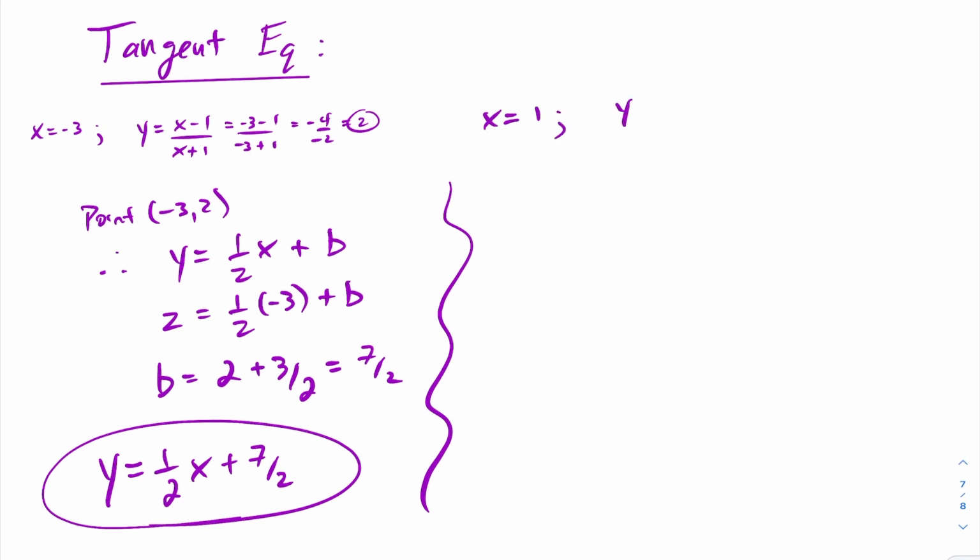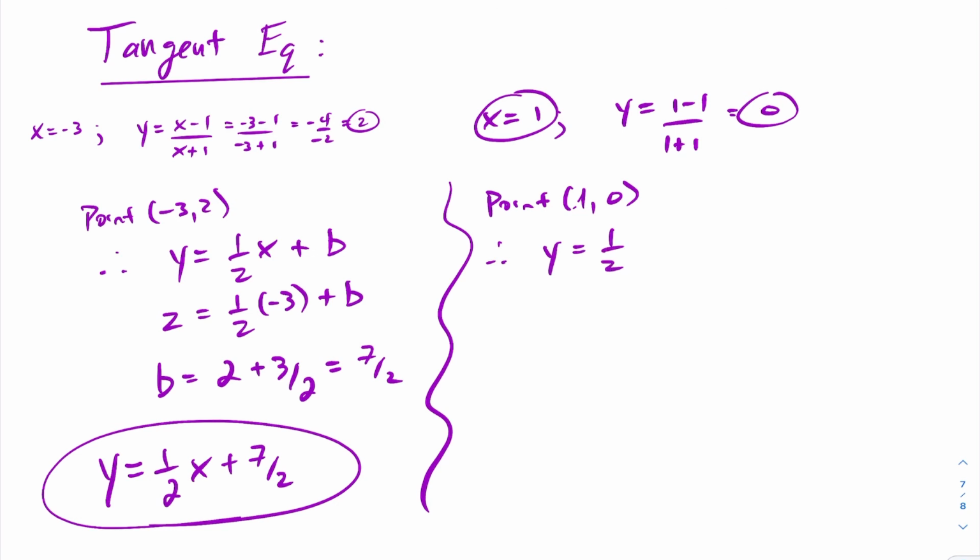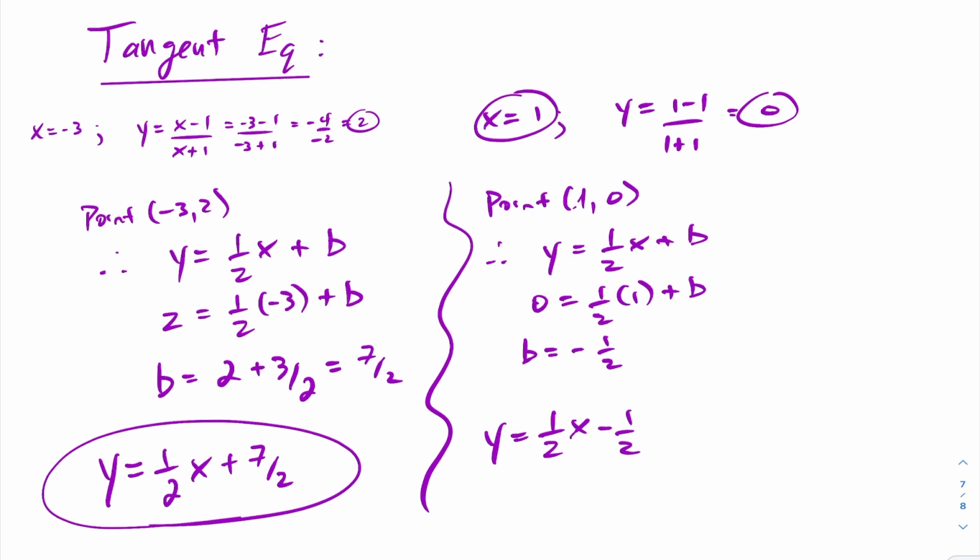Finding my second tangent equation, we're going to evaluate the function when x is 1. So my y value here will be (1 minus 1) over (1 plus 1), which is 0. So therefore, the point that the tangent line touches on the curve, (x minus 1) over (x plus 1), is going to be (1, 0). So therefore, my equation is y is 1/2 x plus b. Subbing my point in here and solving for b, I get b is minus 1/2. So the second tangent equation is y equals 1/2 x minus 1/2.